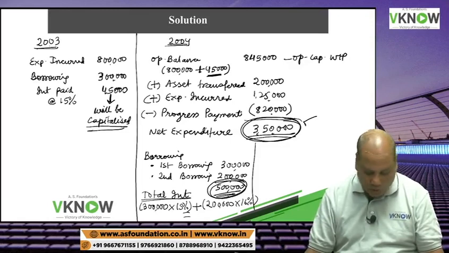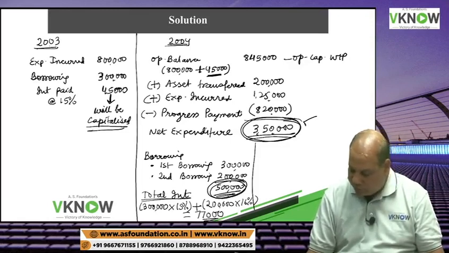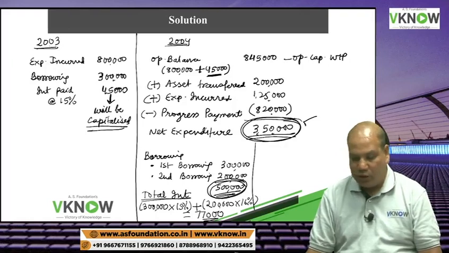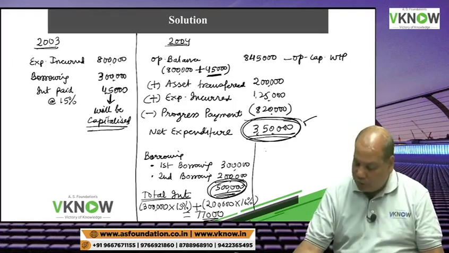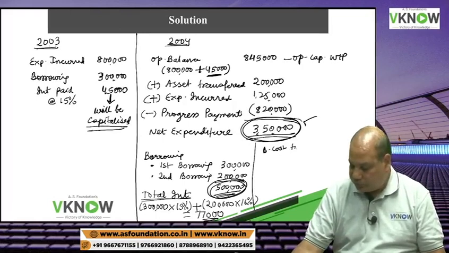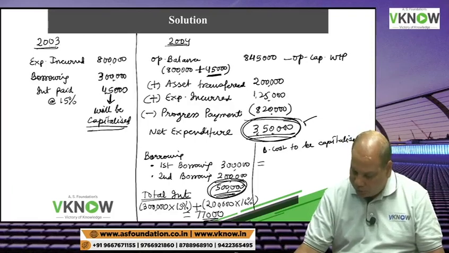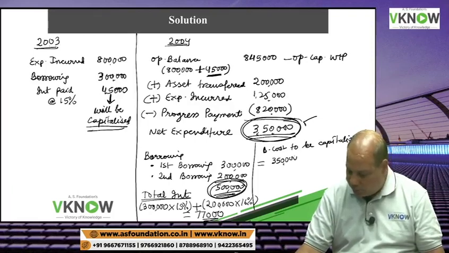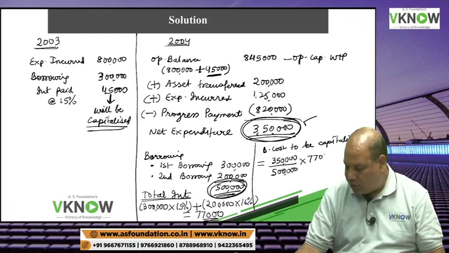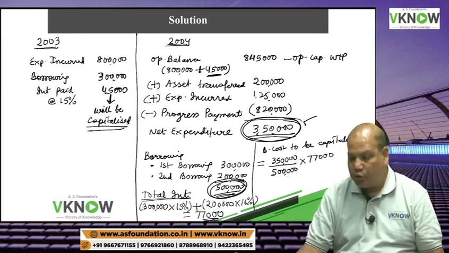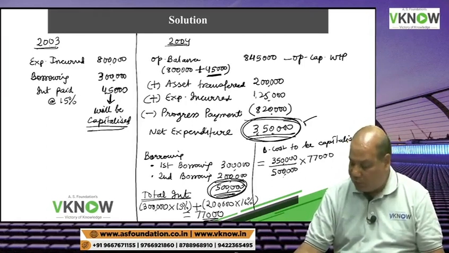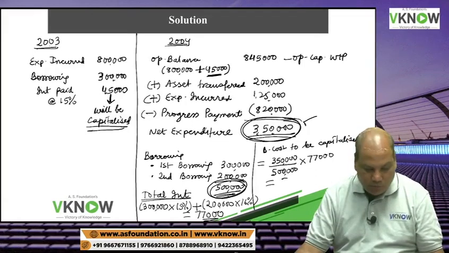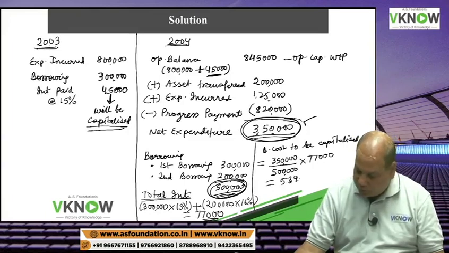Total interest spent is 77,000 rupees. Therefore, the borrowing cost to be capitalized will be 3,50,000 divided by 5 lakh into 77,000, the proportionate amount. The borrowing cost I will capitalize will be, this comes to how much? 53,900. Check the answer.